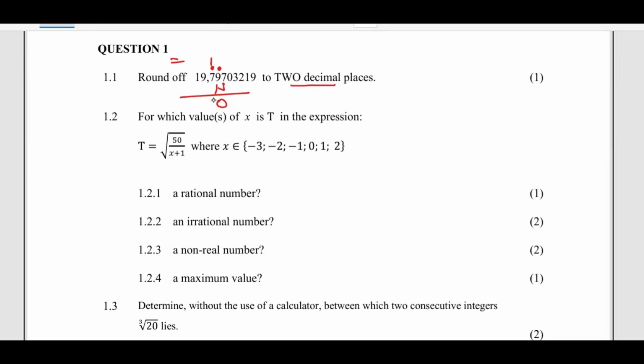7 and 1 is going to give us 8, comma, the 1, 9. Meaning that our answer is approximately 19,80. That's one mark. Then 1.2.